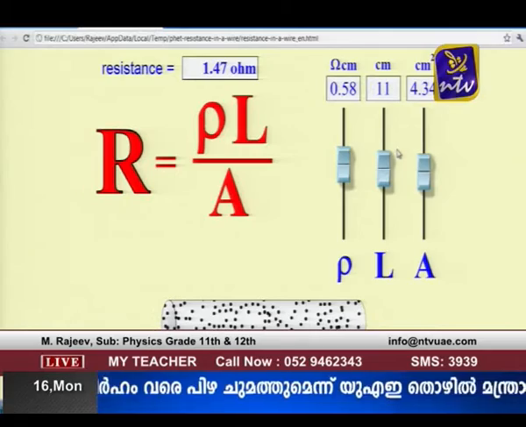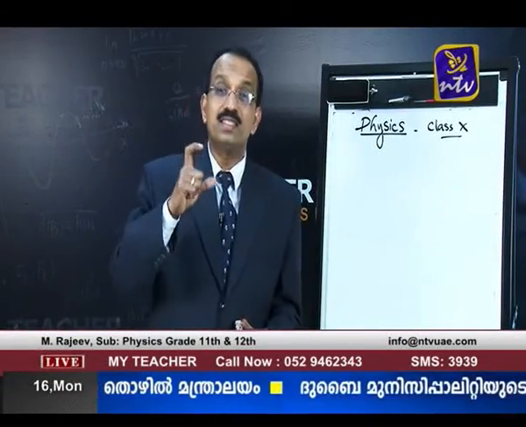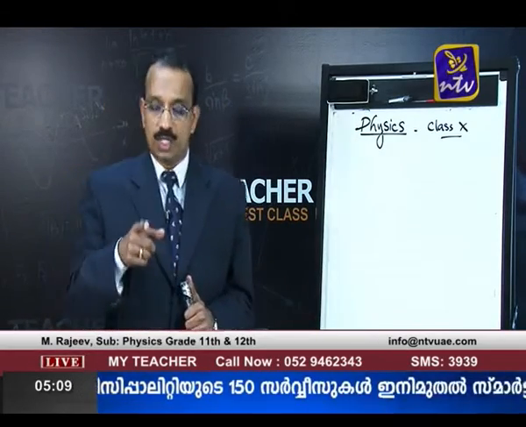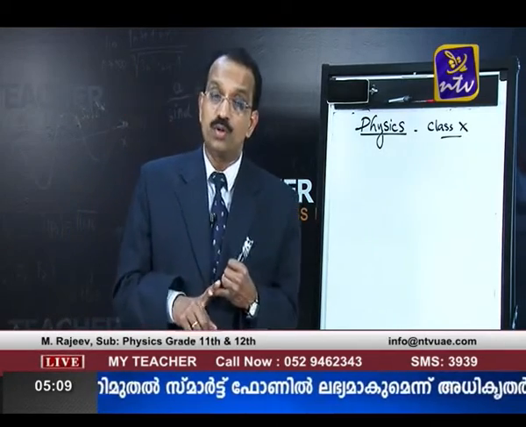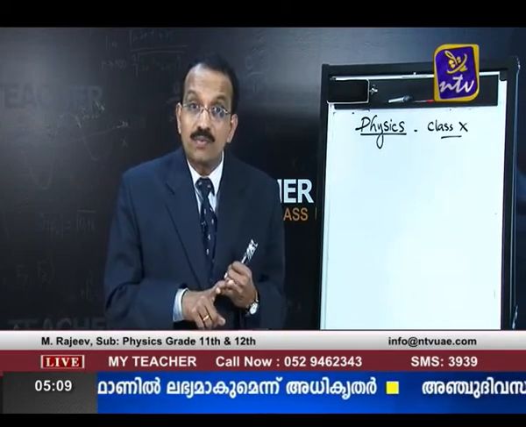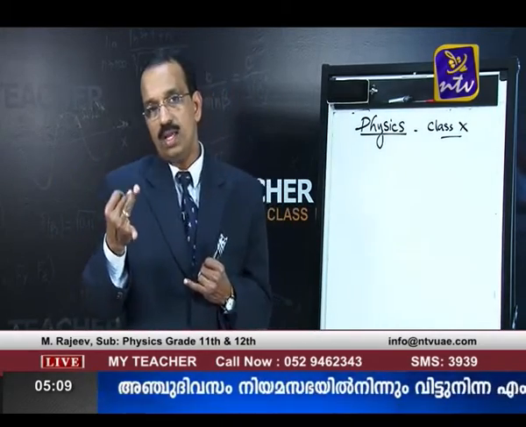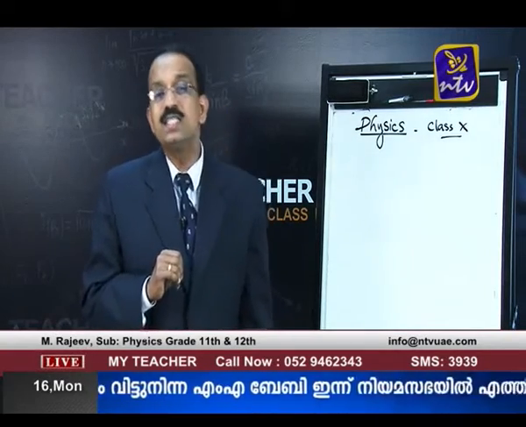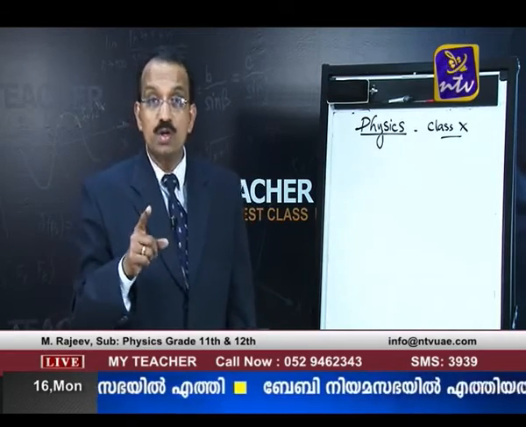So, what will you make out? A question you may be asked this way: what are the factors that influence the resistance of a given wire? From the equation I showed, you can make out that the resistance of a wire depends on resistivity first of all, which depends on temperature and nature. Then length and area of cross section. So, there are 4 factors on which the resistance of a wire depends.